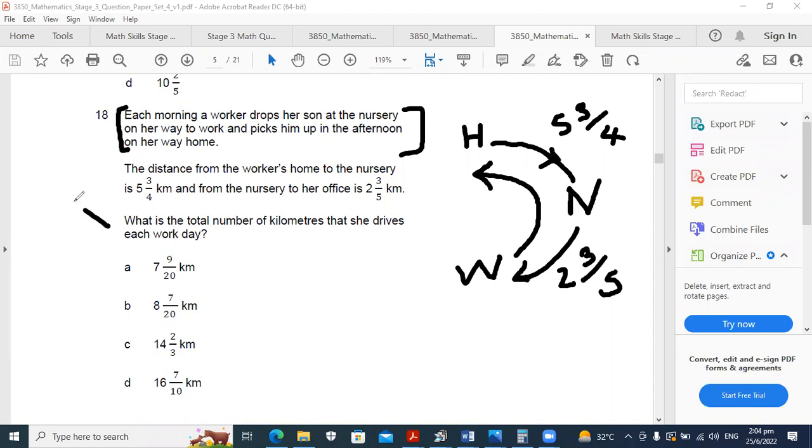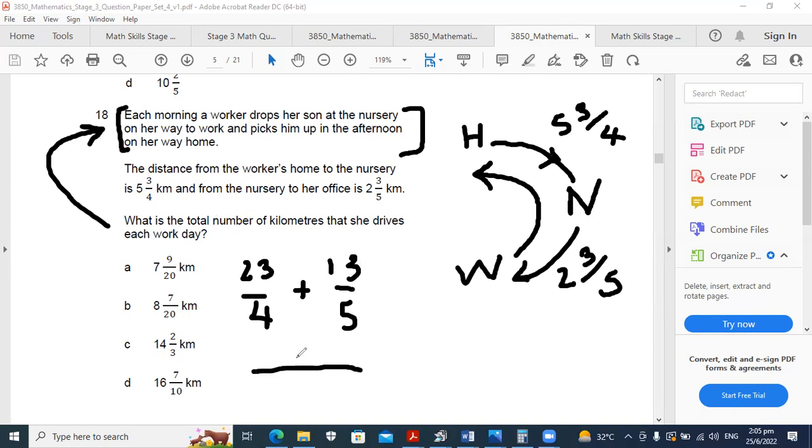So basically this is describing what she does on a daily basis. As it relates to the answer, you have to say what, 5/4 is what, 2 3/4? All right. 2/5, that's what, 13/5? The LCM is 20. 4 into 20 goes 5.